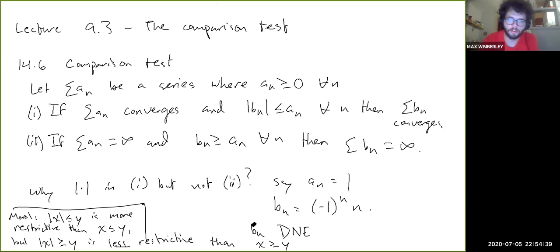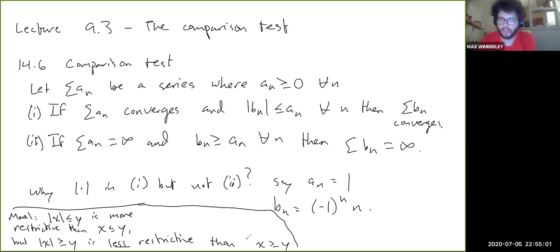Sorry, I got a little bit cramped there, but basically, it's exactly what it sounds like. If you require absolute value of x to be less than or equal to y, that's a stronger condition than just requiring x itself to be less than or equal to y. But if you require absolute value of x to be greater than or equal to y, that's actually less restrictive than just saying x itself is greater than or equal to y. Just think about it a little bit. Okay, so that's why there's sort of a weird asymmetry here.